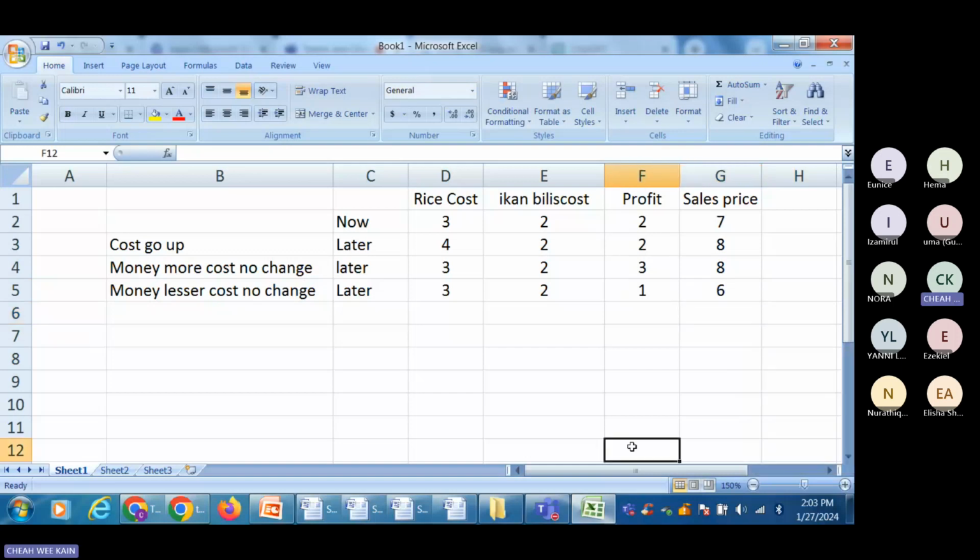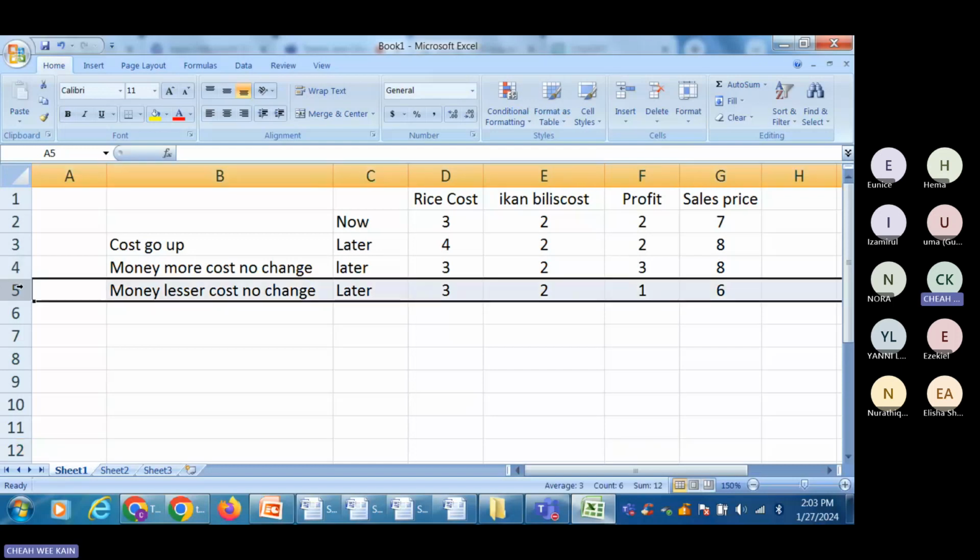When there's lesser money in the market, how do you get lesser money in the market? Financial crisis, people have no job, government increases the tax, right? When government increases the tax, you have less money, even though cost no change, you will take a lesser profit so that you can sell at 6 ringgit. And why must you sell at 6 ringgit? Because people got no money to buy at 7 ringgit.